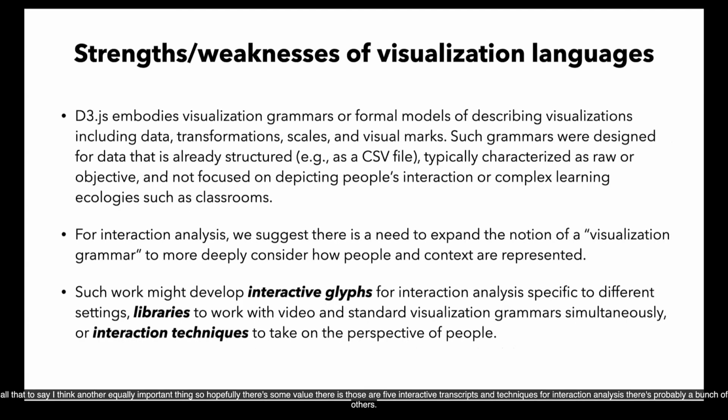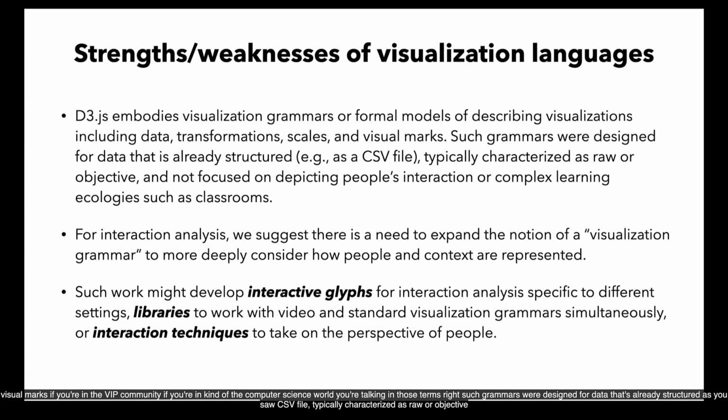All that to say, I think another equally important thing. So hopefully there's some value there, as those are 5 interactive transcription techniques for interaction analysis. There's probably a bunch of others. But I think a main thing Arpit and I wanted to hit on is, D3JS is a classic, very well-known visualization programming language, really a grammar or a formal model of describing visualizations, including data, transformations, scales, and visual marks.